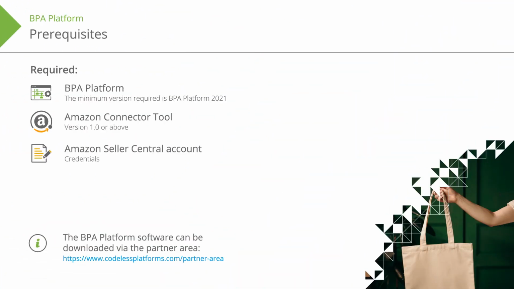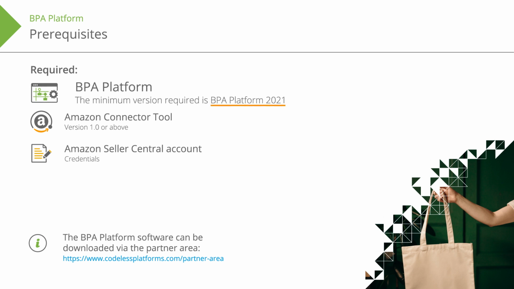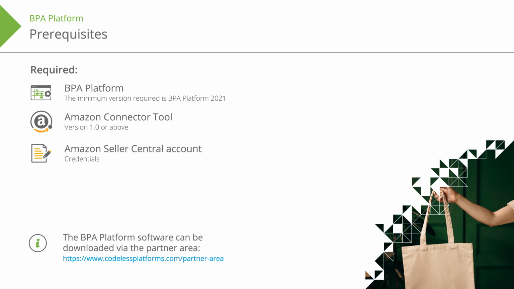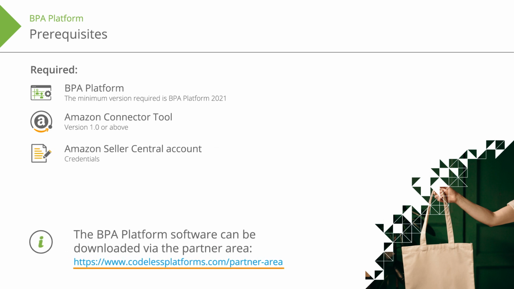Before starting this install, you will require BPA Platform 2021 or above, the Amazon Connector tool, and an Amazon Seller Central account and credentials. The BPA platform-related software can be downloaded via the partner area on the Codeless Platforms website.